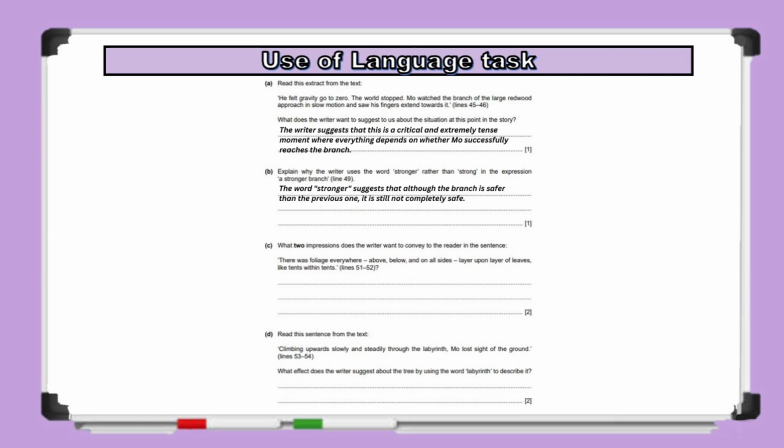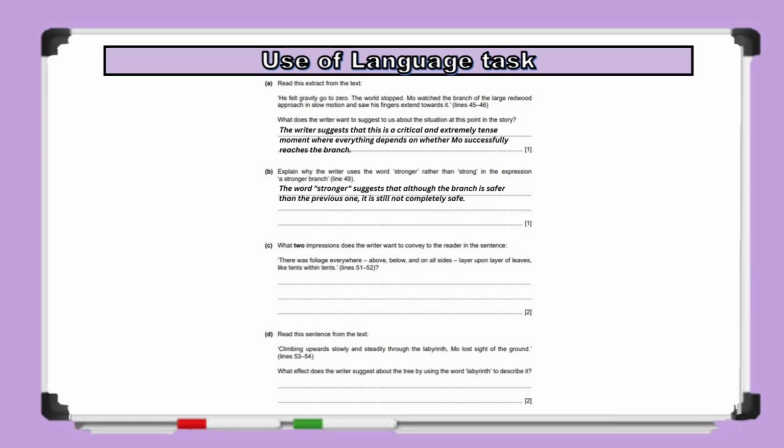This question asks, what 2 impressions does the writer want to convey to the reader in the sentence? "There was foliage everywhere above, below, and on all sides, layer upon layer of leaves, like tents within tents." The words "2 impressions" are extremely important because they tell you exactly how many ideas you need to write. Go back to the passage, read the whole sentence carefully, and imagine the picture the writer is creating in your mind. Think about what the reader is expected to visualize.